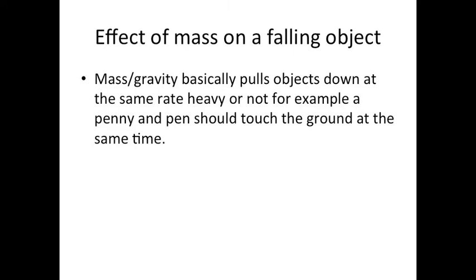Mass and gravity basically pull an object down at the same rate, heavy or not. So if they're small or big, they'll both probably fall at the same rate if they're being affected by the same thing, and both should touch the ground at the exact same time. Sometimes, if you do a feather against a crumpled up piece of paper against a normal paper, it will probably not hit the ground at the same time because of the different effects on it. But most of the time, the effect of gravity on the mass of a falling object should be the same.